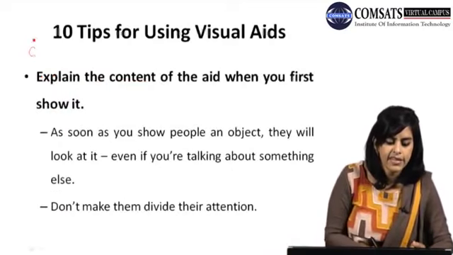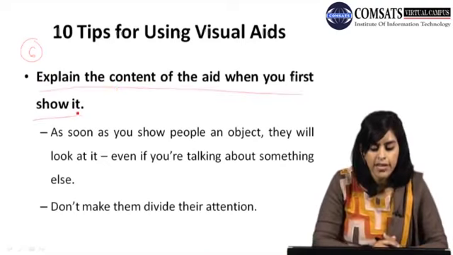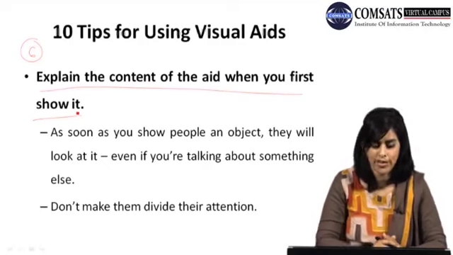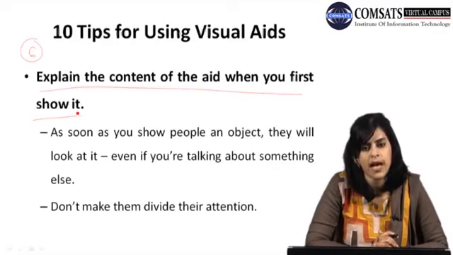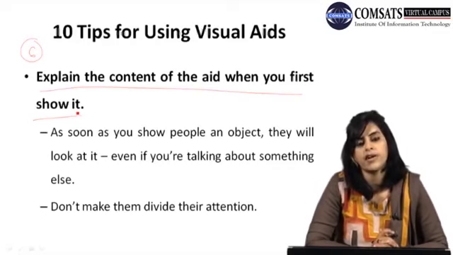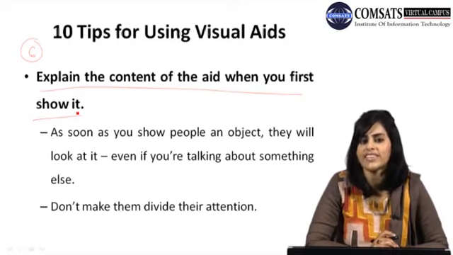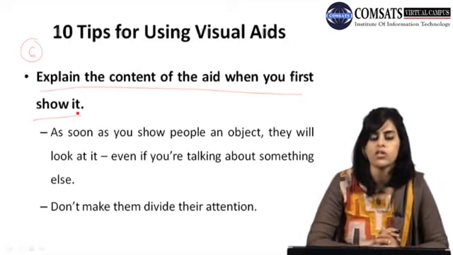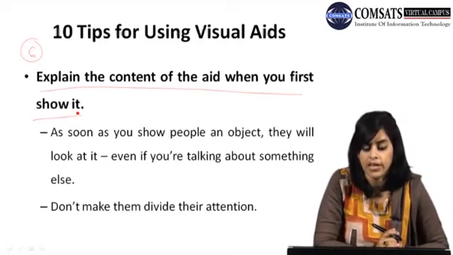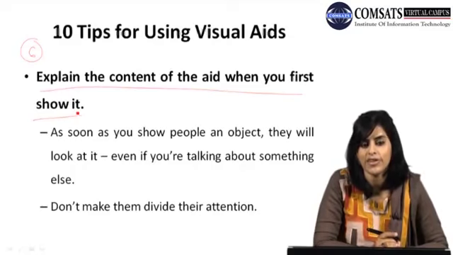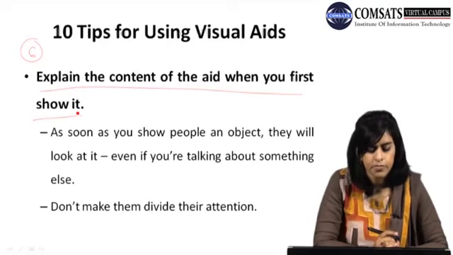Now point number 6 is that the content of the aid should be thoroughly explained before you show it to your audience. For example, I told you in the beginning that if you are to distribute the handouts, try to make sure that you tell your audience what these handouts are all about and what exactly they are supposed to do with them. Then you distribute those handouts to your audiences. So whatever visual aids you are going to show to your audience, elaborate its function beforehand.